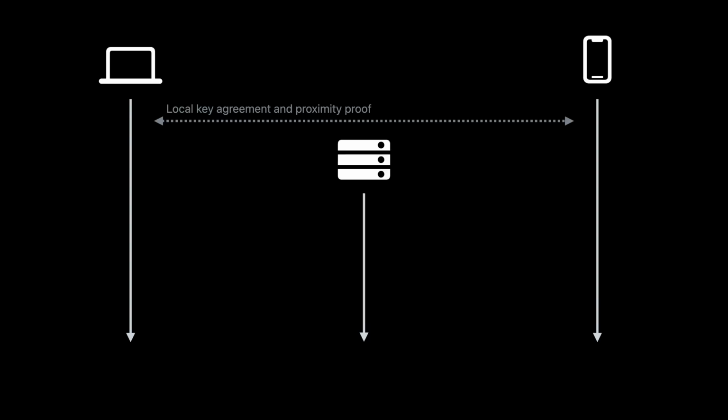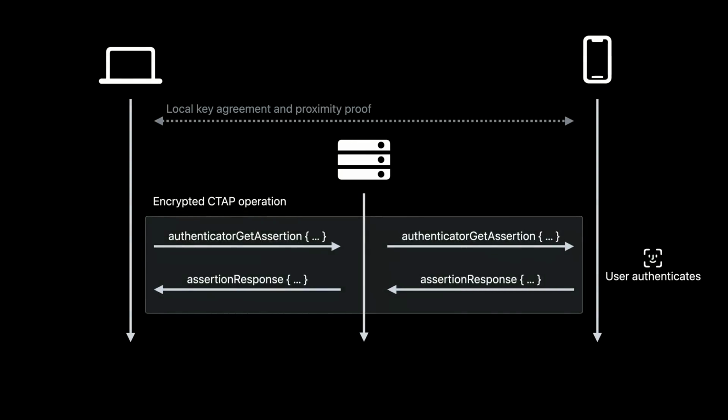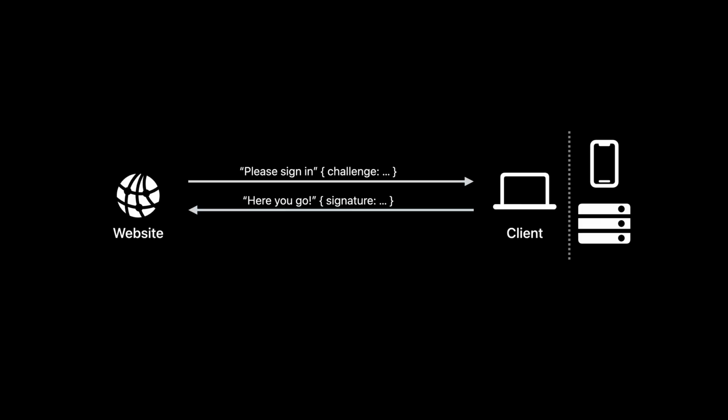Once the local exchange and key agreement have happened, the two devices connect to a relay server picked by the phone. From there, they perform a standard FIDO CTAP operation, which is encrypted using the keys from earlier, so the relay server can't see anything that's going on. This whole process is performed by the device and the web browser. The website is not involved at any point in the cross-device communication. Cross-device, cross-platform sign-in is a system feature that just works anywhere passkeys can be used.